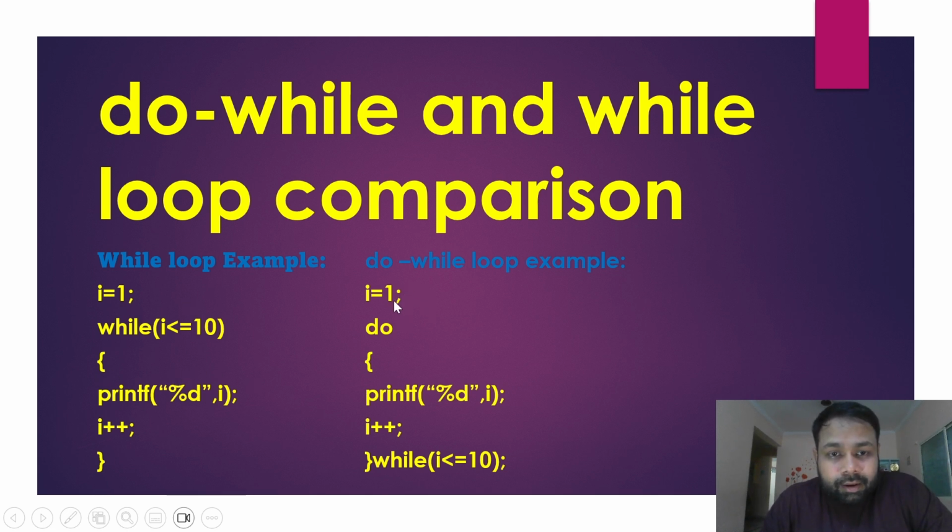But look at the do while. Initialization is done, and it goes directly to the printf. The value will be printed. The value gets incremented, which means I becomes 2. After that, for coming again for the second round, the condition will be checked: while 2 is less than or equal to 10. So that's why this is said to be the exit condition, whereas while is said to be the entry condition. Let us discuss this with a programming example.